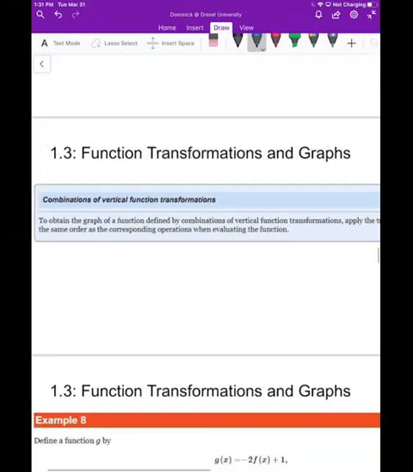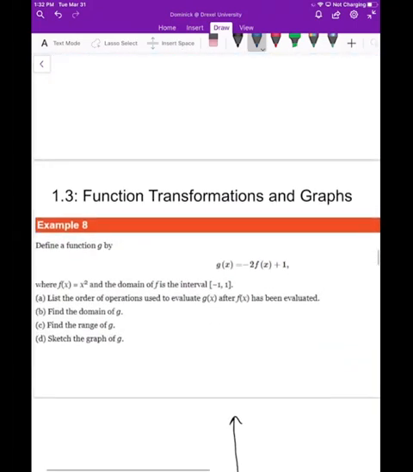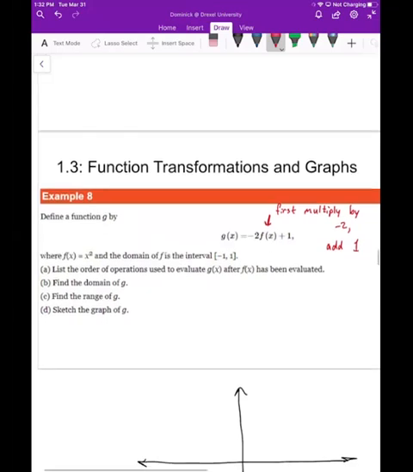Okay. So now if you want to do more than one of these, you essentially apply the transformations in the same order as how the operations are applied to the corresponding function. So for example, what's happening to f here? Well, first it's being multiplied by -2, and then we add 1. So this is just where you use your order of operations. First of all, what's the domain of g? Well, we didn't do anything on the inside of our f here, so the domain is still -1 to 1.